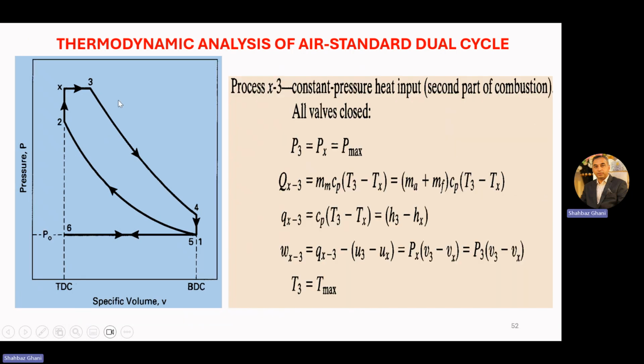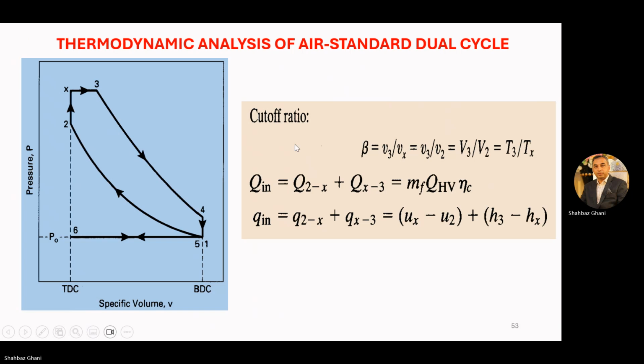Now the process from X to 3 is the constant pressure heat input, the second part of the combustion, with all valves closed. P3 is equal to Px, which is P max. So we get the specific work equations and the Q equation like this. Now the cutoff ratio, beta, is equal to V3 over Vx, which is V3 over V2, and T3 over Tx. So we get these equations.